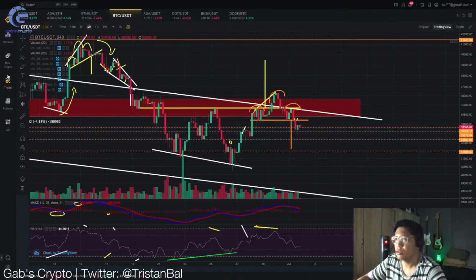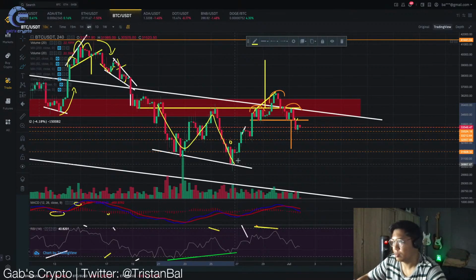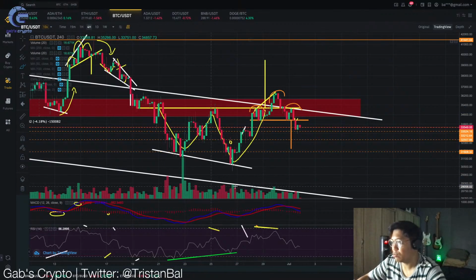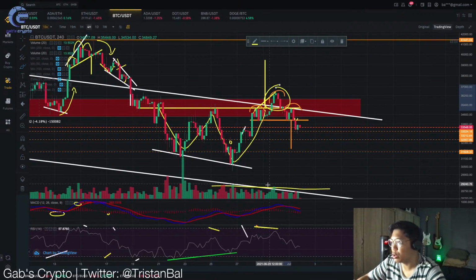So this is a double bottom. And then we need higher volume. The problem is our volume did not go up. It stays consistent at that level. So that would lead to a fake out if the volume stays like that.